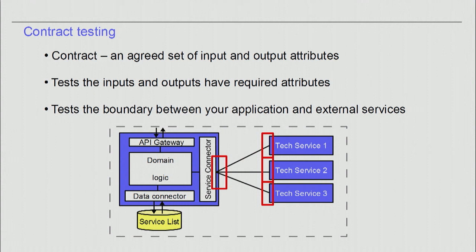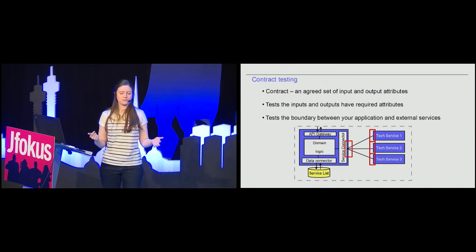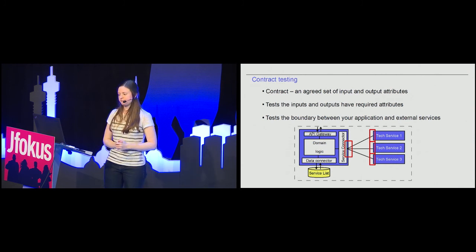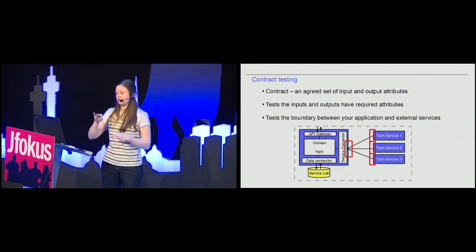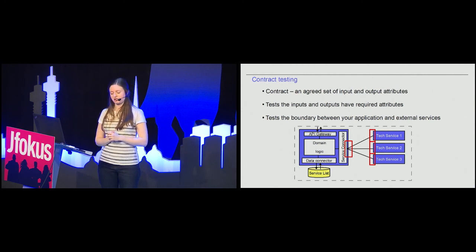So here, by contract, I'm defining this to be an agreed set of input and output attributes. And contract tests simply test that the inputs and outputs have those particular attributes. You're not checking for behavior that happens once you get the attributes or anything. It's just, are you expecting the right attributes, and are you giving out the ones you say you're going to give out? And it's testing the boundaries between your different application and your external services. So in this diagram, I have 4 little red circles for where the contract tests would apply.